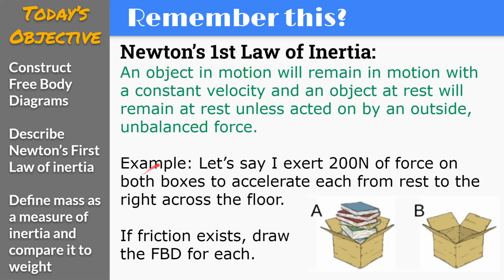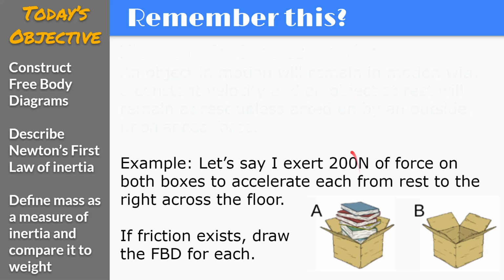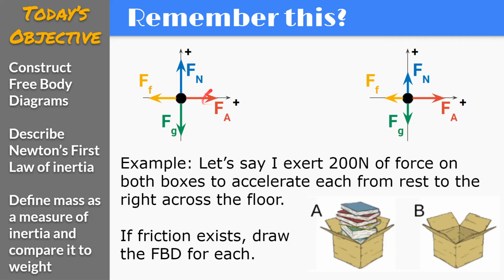It says, let's say I exert 200 newtons of force on both boxes to accelerate each from rest to the right across the floor. If friction exists, draw a free body diagram for each. Okay, and so you could draw a free body diagram for both of these boxes. So box A, I have the same forces on each of them, but you'll notice a couple little differences here, and I don't have numbers on it. But I do know that because box A has more mass, it also has more weight. And so I drew this FG vector longer for A than I did for B.